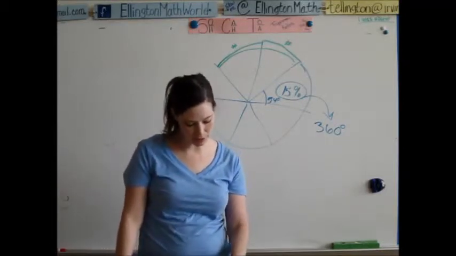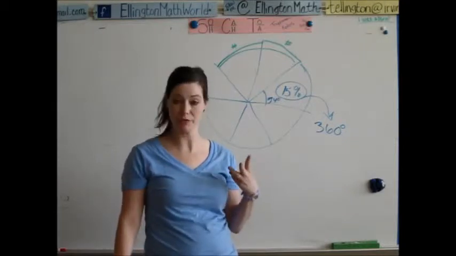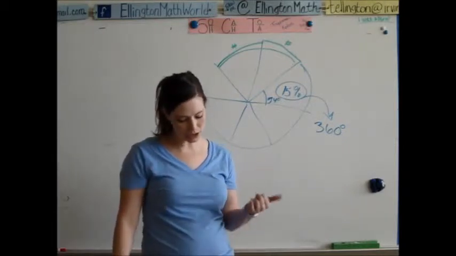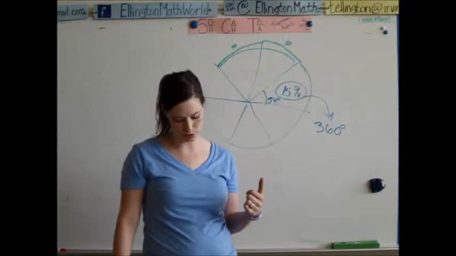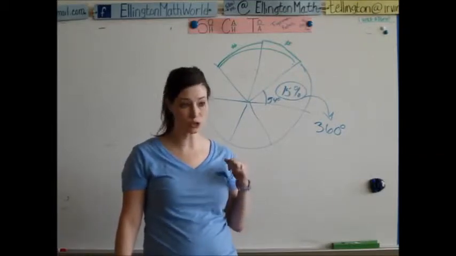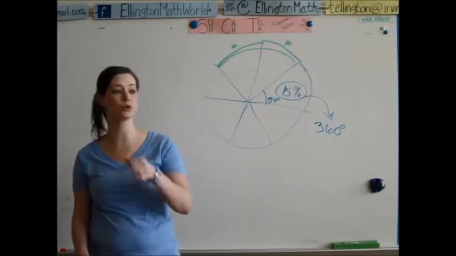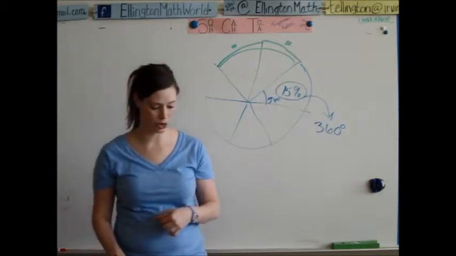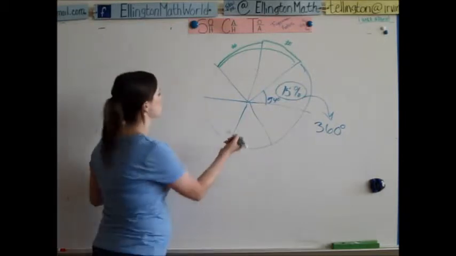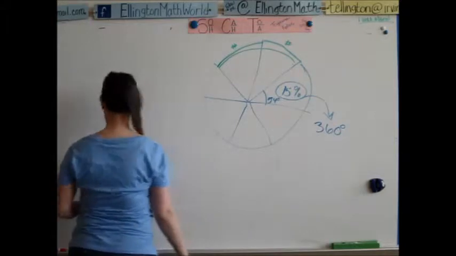Alright, your next theorem actually has 3 different parts to it. We have, in a circle or in 2 congruent circles, congruent central angles also have congruent chords. Okay? So, let's give us a new circle.